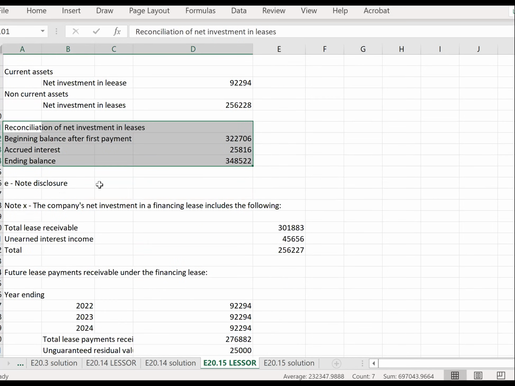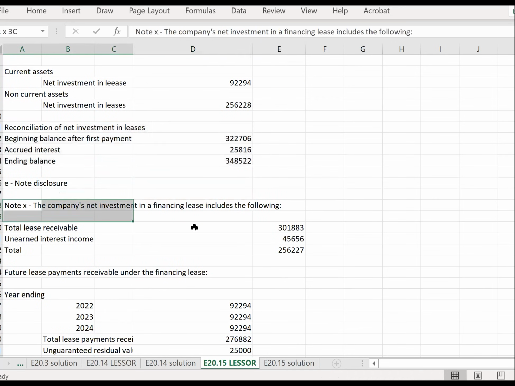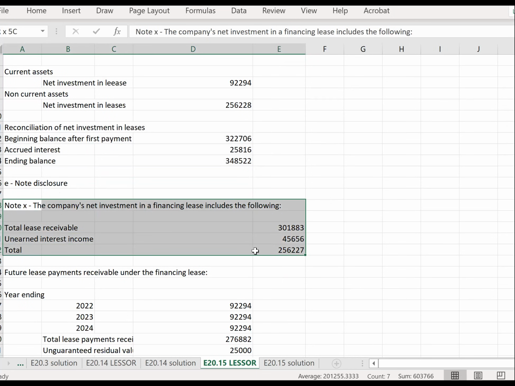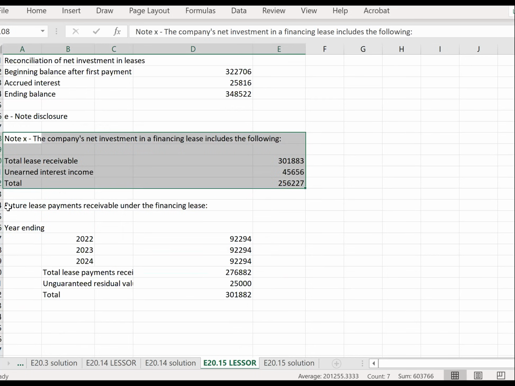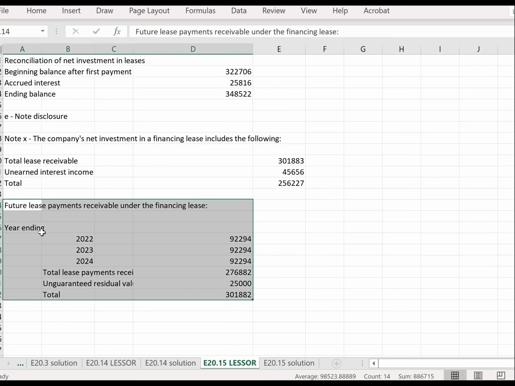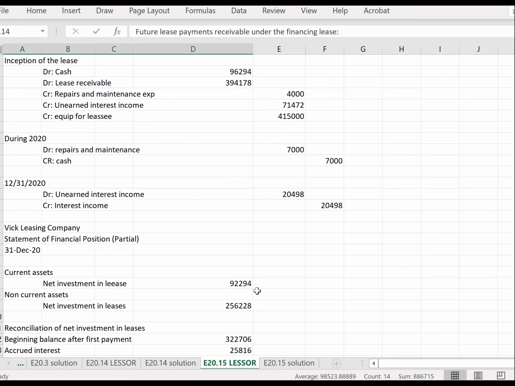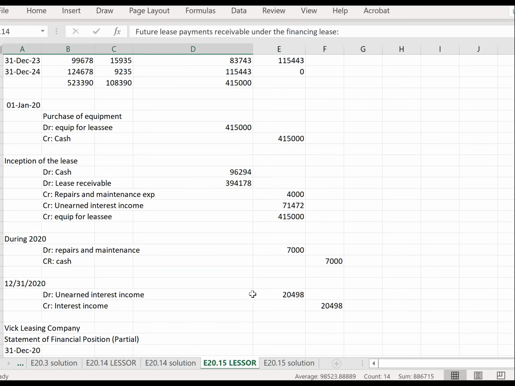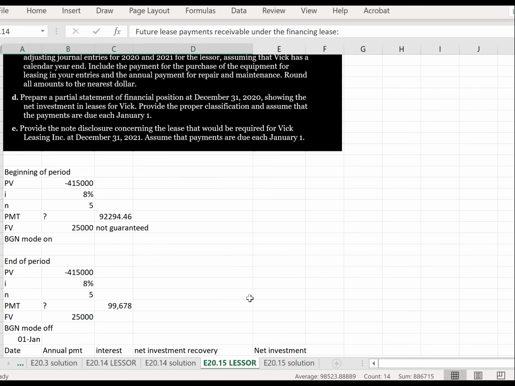In terms of the note disclosure itself, we have to disclose the breakdown, what the total lease receivable is, and the interest income, net of the interest income to get us to the net amount, the 257. And we need to provide a schedule of the future lease payments receivable under the financing lease, and we specifically spell out the unguaranteed residual value. So that takes us through the statement of financial position and the note disclosure presentation. And that concludes this question.